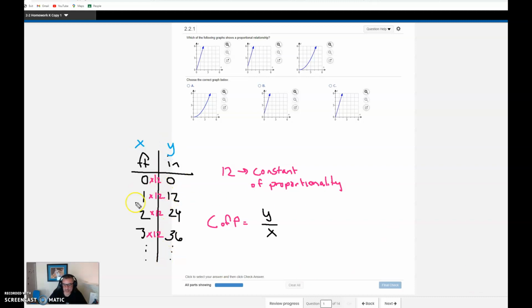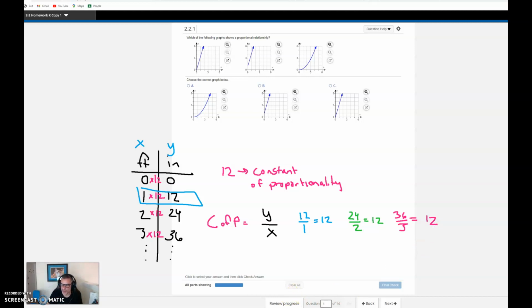And so you can see that if I made a ratio of y to x here, I would have 12 over 1. Well, that's equal to 12. That's this point right here. This does not work for 0 over 0, so you never use that point. If I did 24 over 2, that is equal to 12. And if I did 36 over 3, that is also equal to 12.